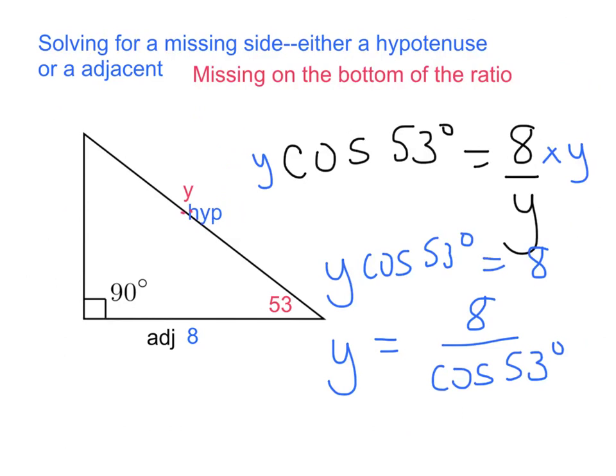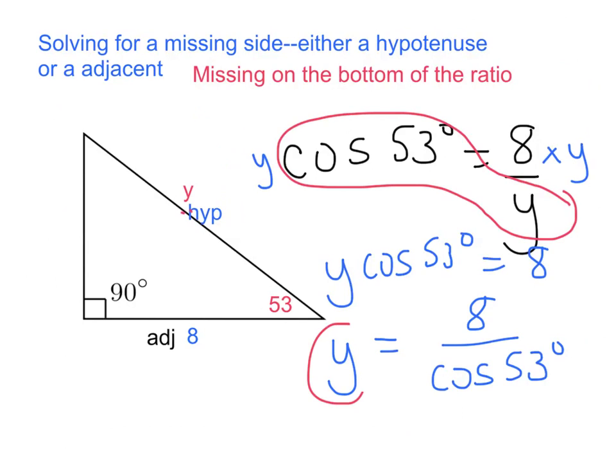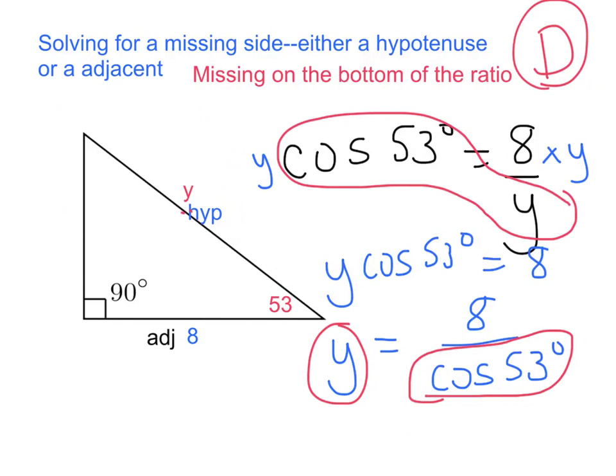Now, in a very unmathy kind of way, I call this switcheroo. Because if you notice, the y is now where the cos 53 is, and the cos 53 is now where the y is. So when the missing piece is on the bottom, in the denominator, which starts with d, we do the operation division. All right, let's see what we get. If you plug that into your calculator and you do 8 divided by cos of 53, you get 13.29. So let's always leave our answers at 2 decimal places. And so now we know the length of the hypotenuse, 13.29 units.